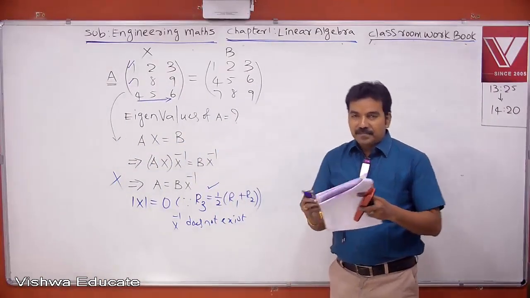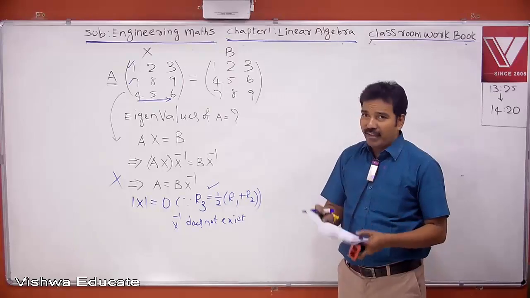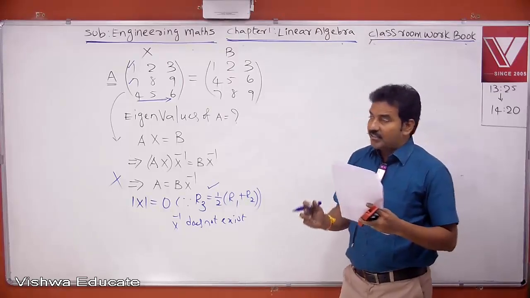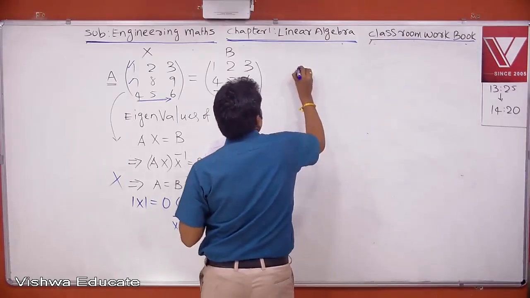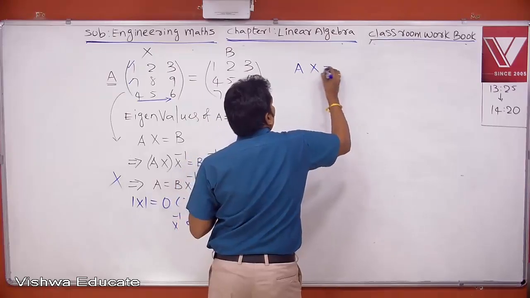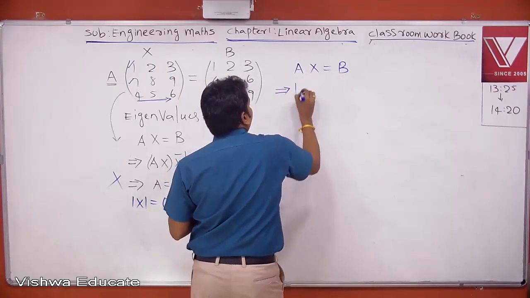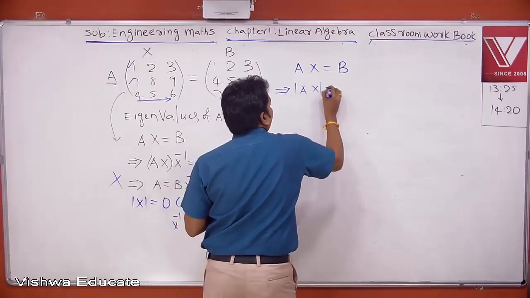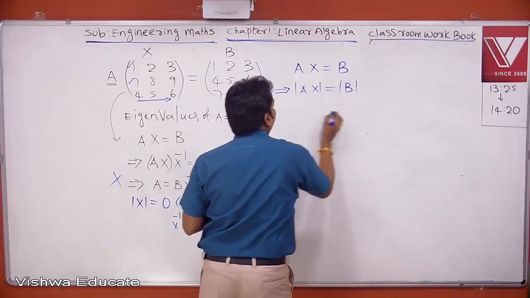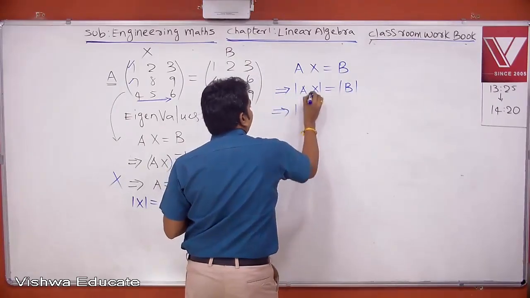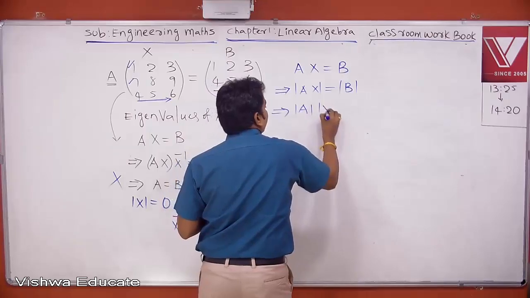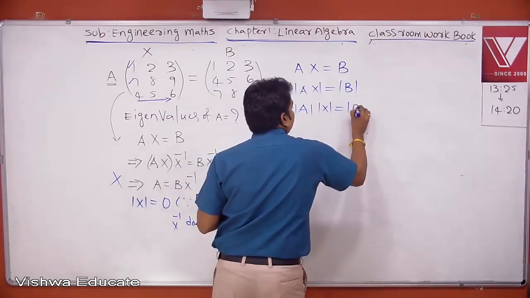Now, let us see how to get the eigenvalues of A. One way is this. Here it is given as A into X equals B. Apply the determinant on both sides. Det of AX equals det B. This implies det A times det X equals det B.